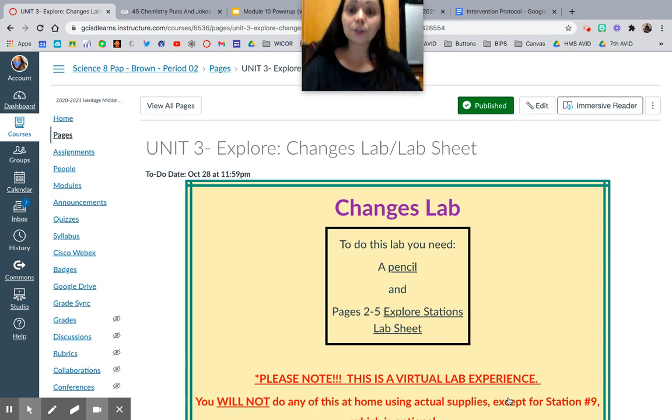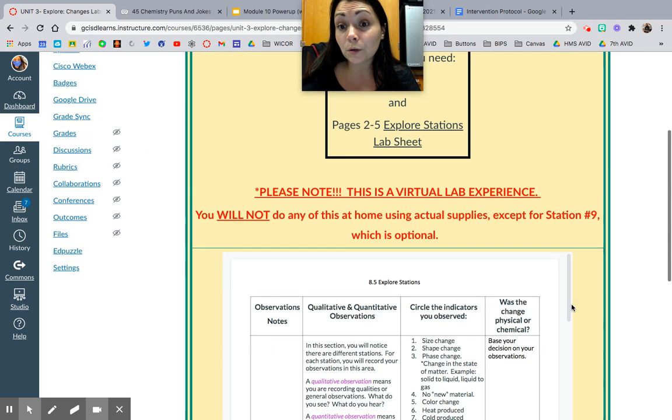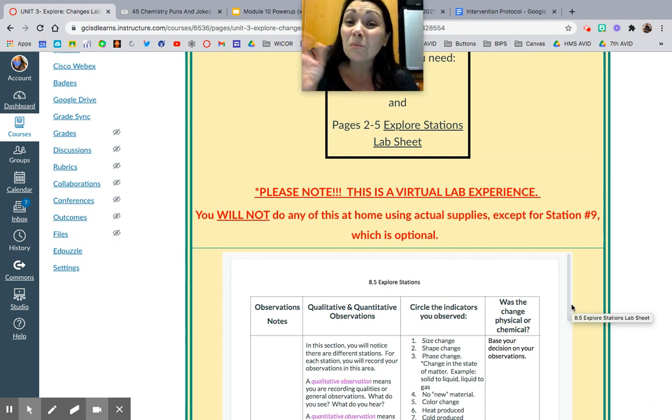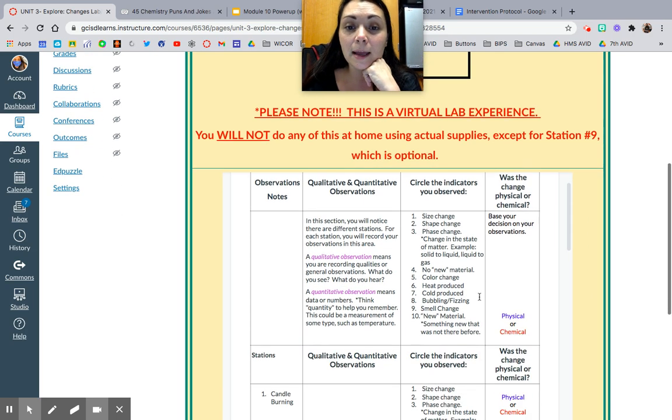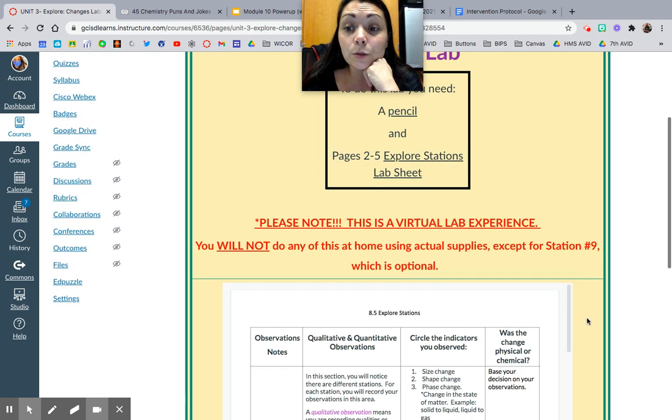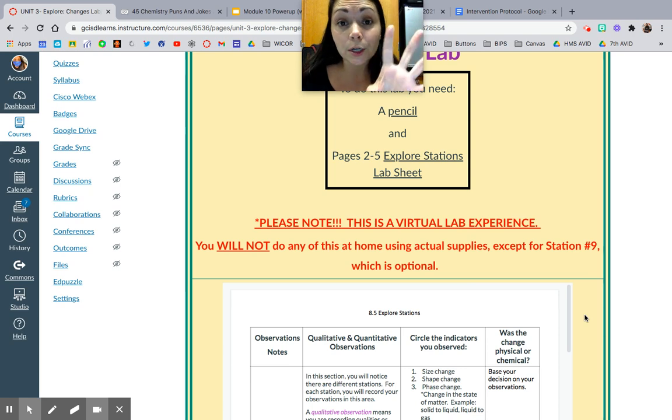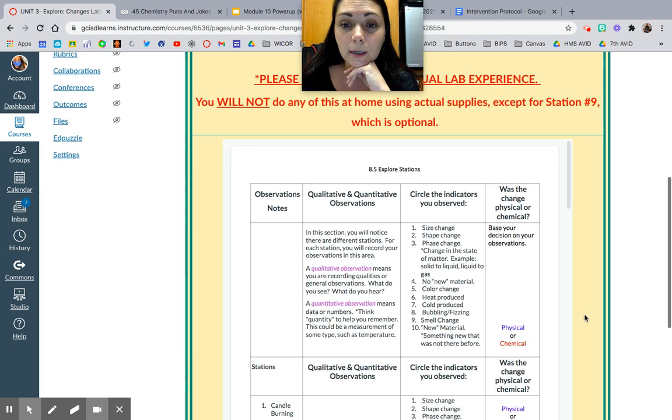So here's what you guys are going to do. We're going to do a virtual lab experience. Because of COVID-19, we can't have y'all move stations and be touching all over everything, so we have a virtual lab experience. These are pages 3, 4, and 5 in your journal, and you are going to go through the 8 stations. We're going to do 4 today, Wednesday, October 28th, and 4 tomorrow, Thursday, October 29th.